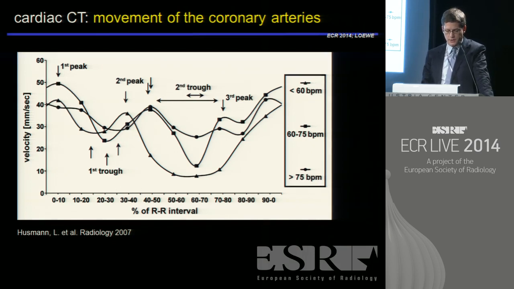Just again to mention the relation between the heart rate and the time for imaging. The higher the heart rate, the shorter the period of time where we can image the coronaries, and I will mention this problem again as one of the major limitations of the technology.